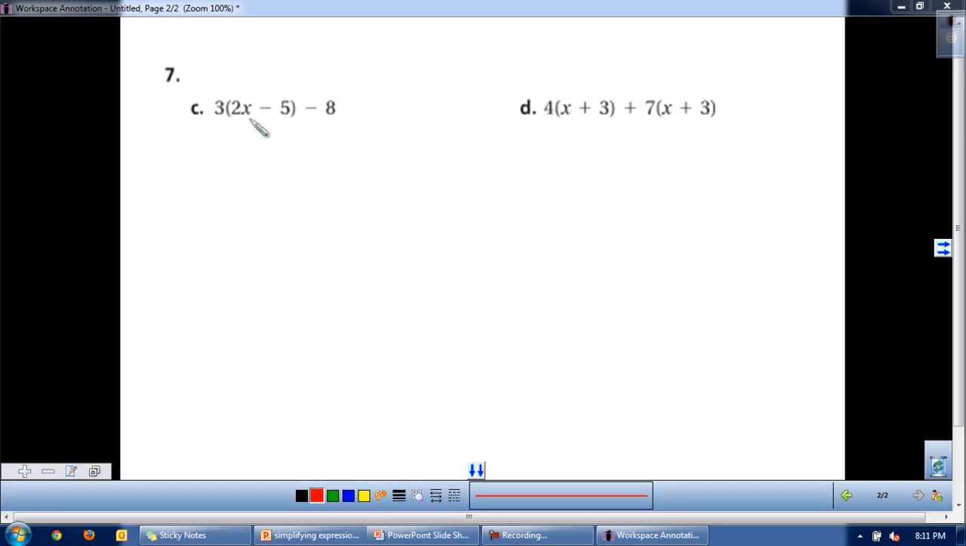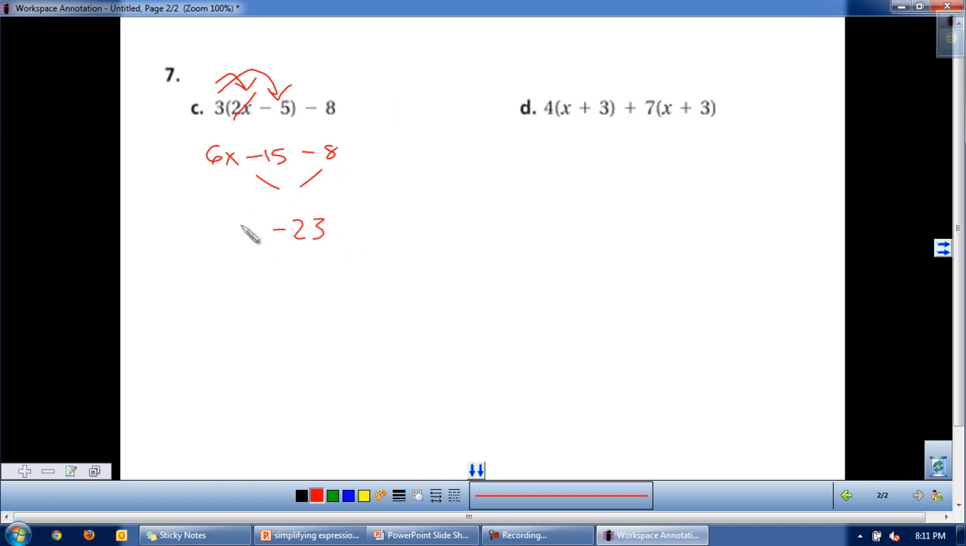Now I'm going to go over these two examples that I asked you to try on your own. Okay, I'm going to take 3 times 2x, that's 6x. Then you take 3 times negative 5, and that is negative 15. Bring down the negative 8. What we're going to do is combine these two terms together. Negative 15 minus 8, that's negative 23. Bring down the 6x. We can't combine these two because they're not like terms. So that is our simplified expression.